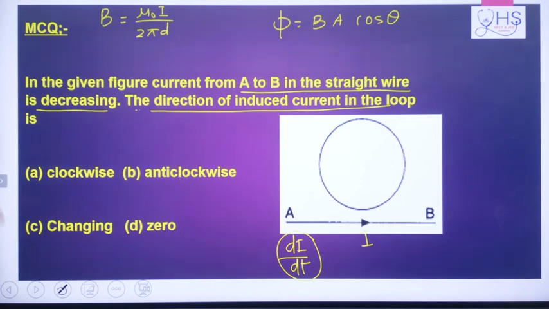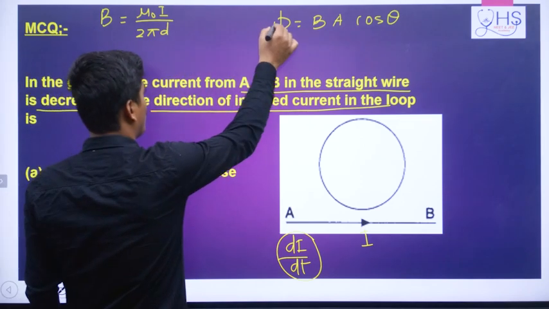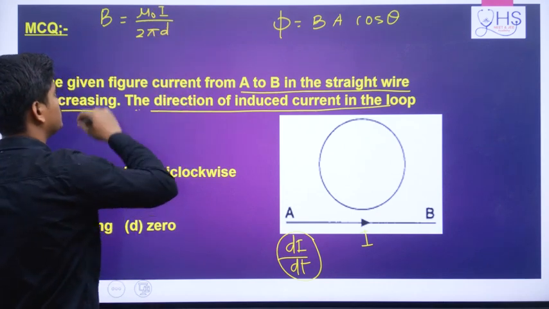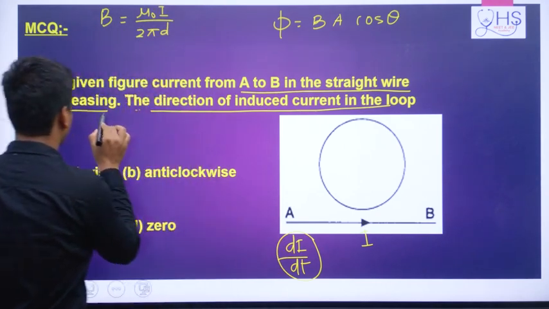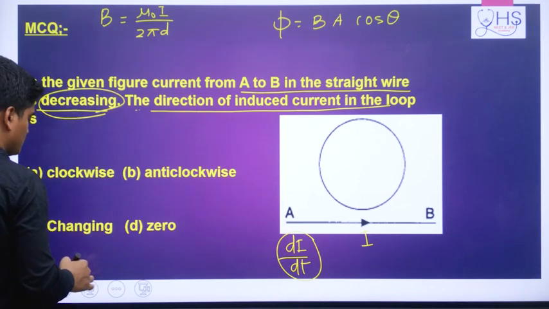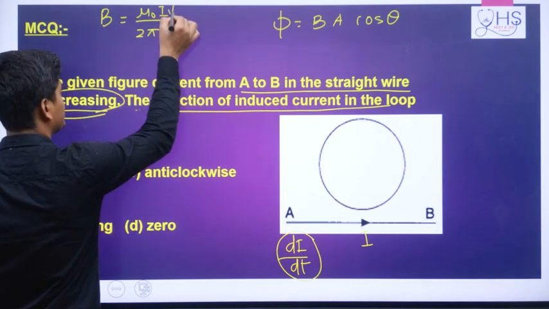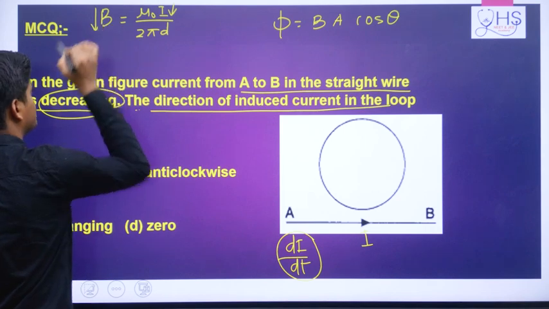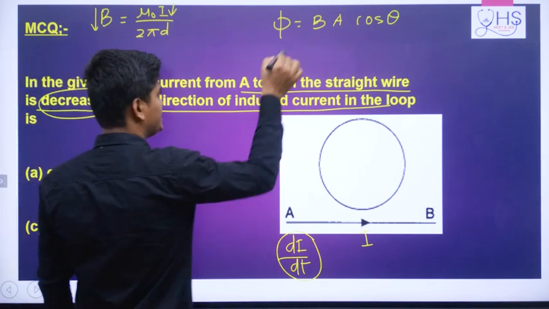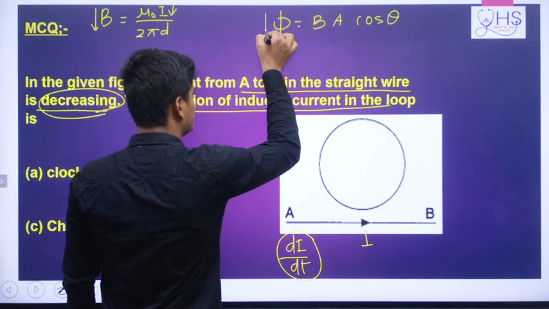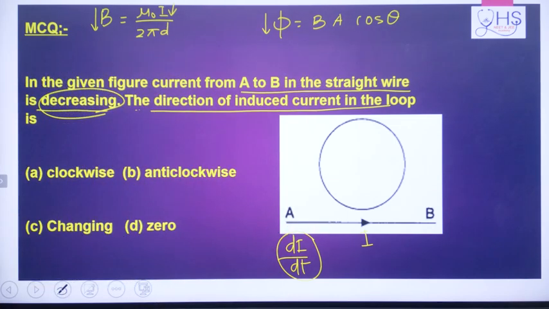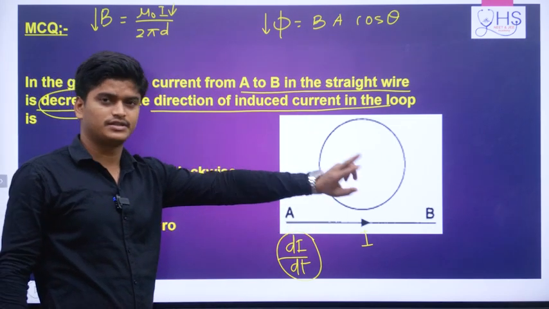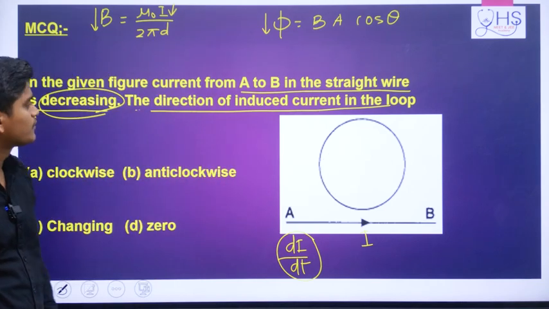That means in flux indirectly current is there. Current is there inside a magnetic field. Now if they are telling what? Current is decreasing. If current is decreasing, magnetic field also will decrease. So decrease in magnetic field will decrease the flux. So that means there is change in flux happened now. So definitely there will be induced current. Definitely it will be there. Okay.